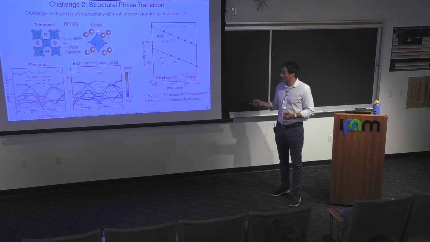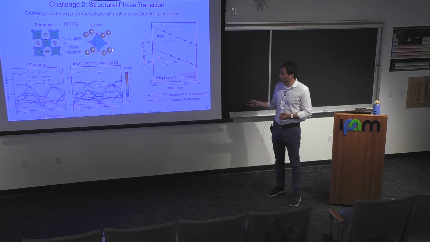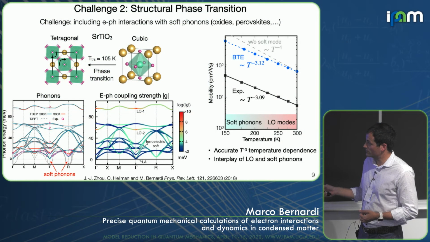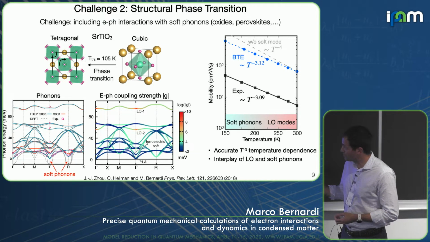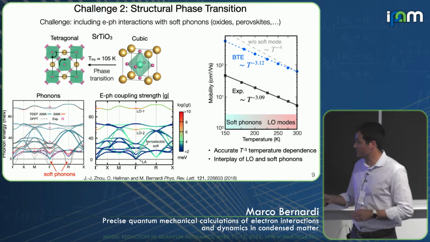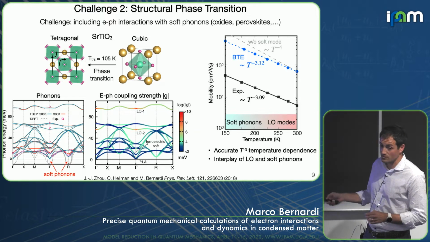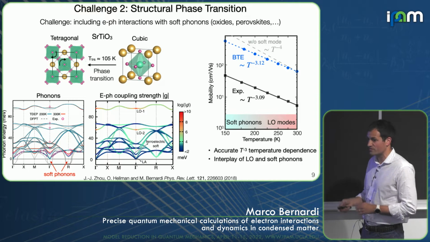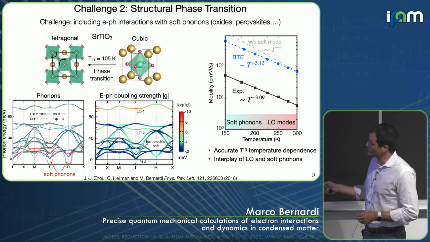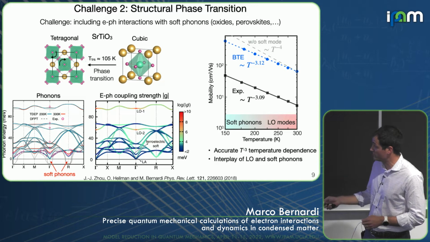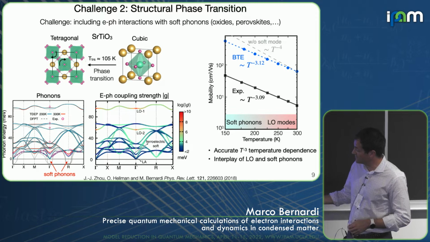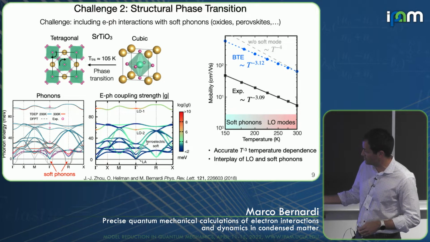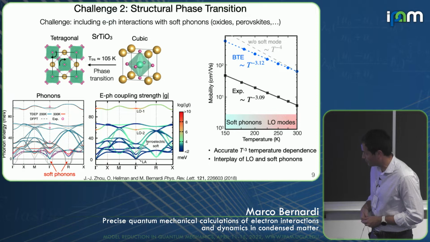A typical example is strontium titanate, which is a cubic perovskite near room temperature. And then below 100 Kelvin, it distorts to a tetragonal structure. Now, the atomic vibrations, so-called soft phonons, that are responsible for this distortion are notoriously difficult to compute from first principles. The reason is if you try to do a phonon calculation in the high temperature phase, this density functional theory is a zero temperature method, it sees these modes as dynamically unstable, as shown here with these negative frequencies.